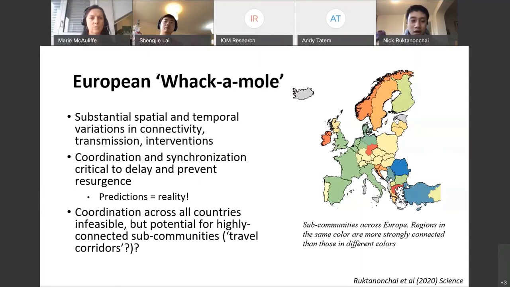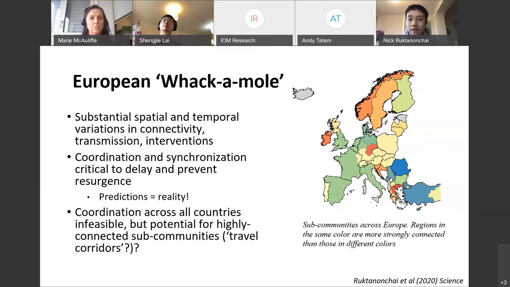Obviously we were simulating different hypothetical scenarios, and these predictions are different realizations of what could have happened, and they inform the difference of what happens when different countries synchronize rather than when they don't.